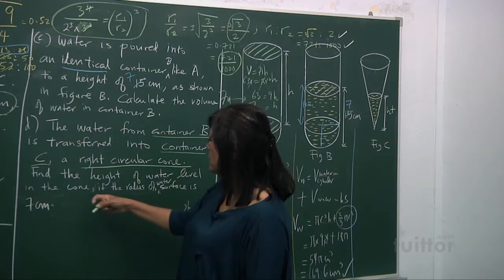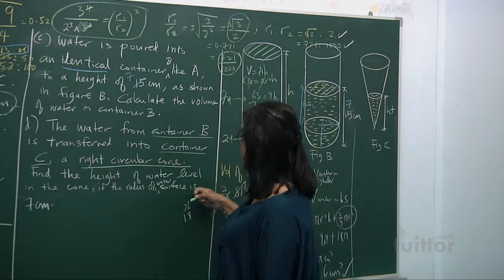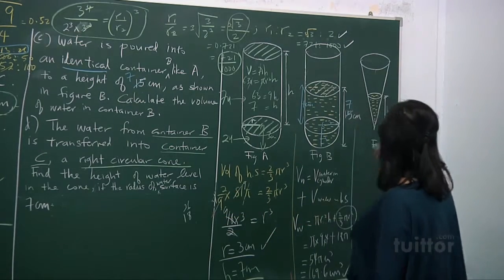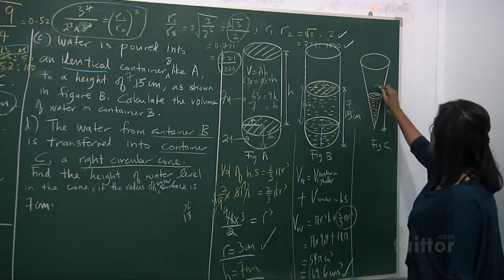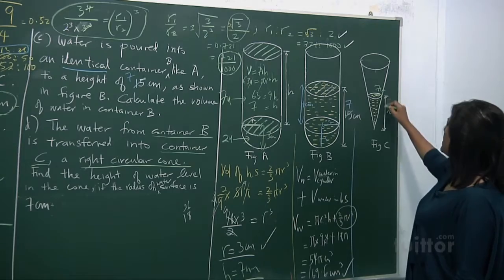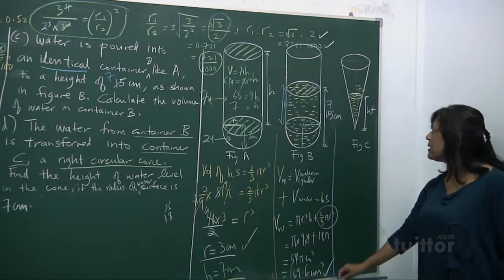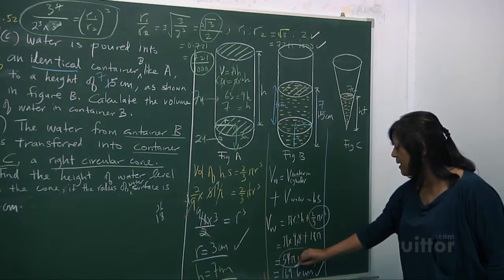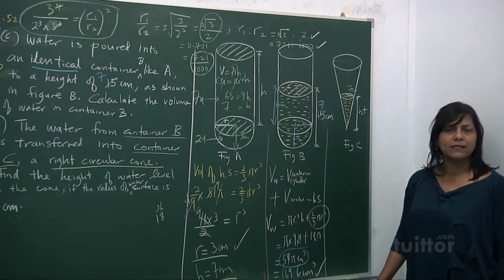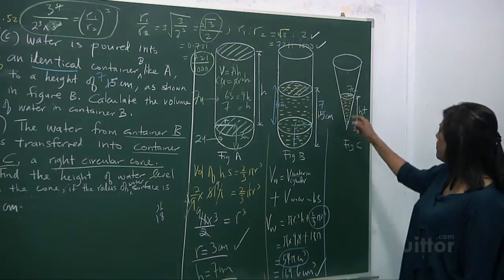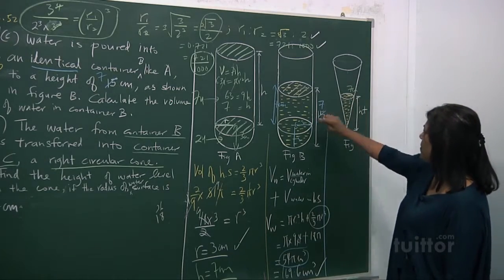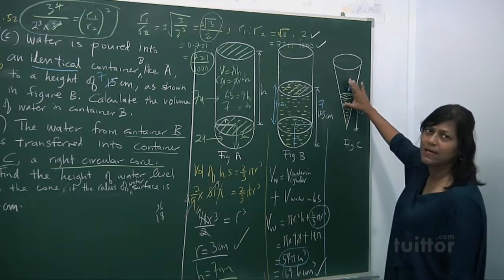Find the height of the water in the cone if the radius of the surface level is 7. This radius here is 7 cm. And what's the height of this water in the cone? I would rather take the exact value, 54 pi cm cubed. Now this 54 pi cm cubed, this water is all emptied in here.